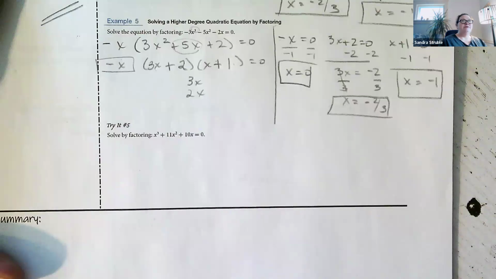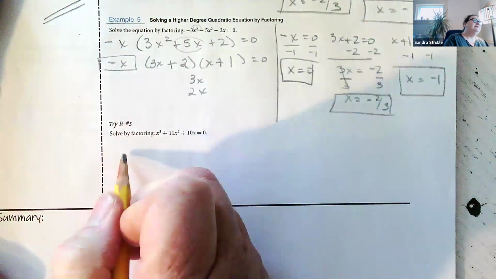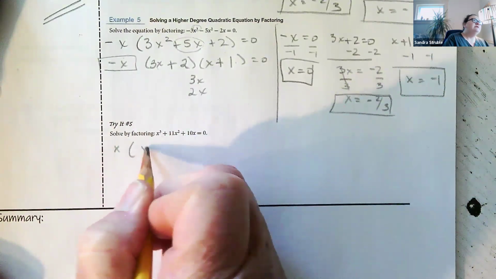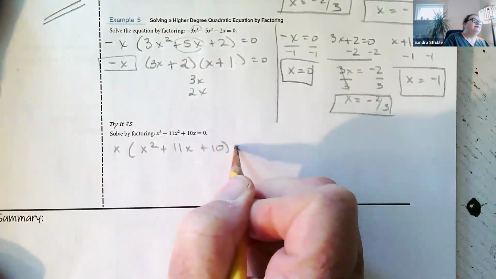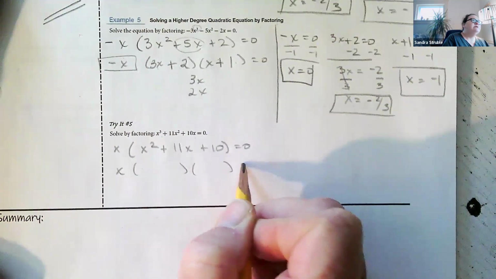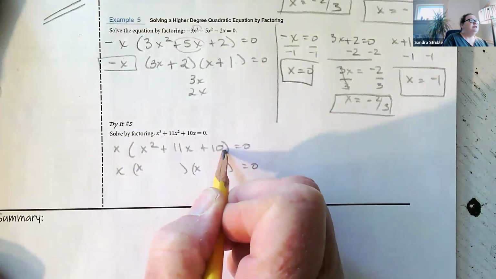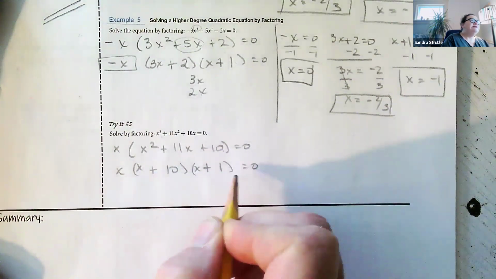I would like for you to pause the video and attempt this next one yourself. They all have x in common, so I'm just factoring out an x. Keeping my x, I'm going to factor it into two parentheses. X and x. 10 is made up of 5 times 2. That does not give me 11, or 10 times 1. That does give me 11. Everything is positive. Now I need to set each of these equal to 0.